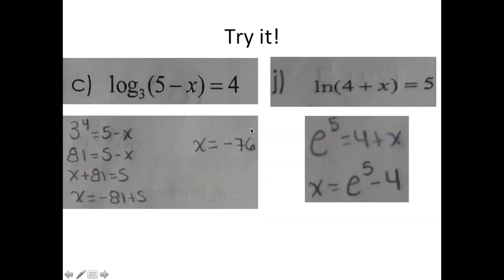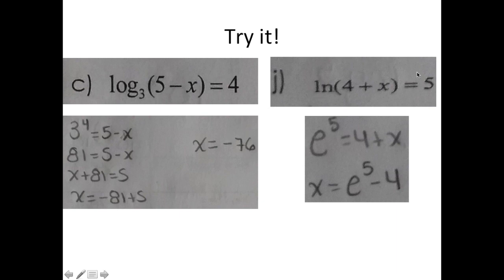Now you can try these. They're in your workbook, same pages, number 16. Log base 3 of 5 minus x equal to 4. Remember, if you change it into an exponent, you have a base 3 to the 4 equal to 5 minus x, and then you got to leave x by itself. So if this is subtracting, I'm going to take my x adding to the other side, and so I have x plus 81 equal to 5, and then the 81, I take it to the other side subtracting, which would give me minus 81 plus 5, which is negative 76.